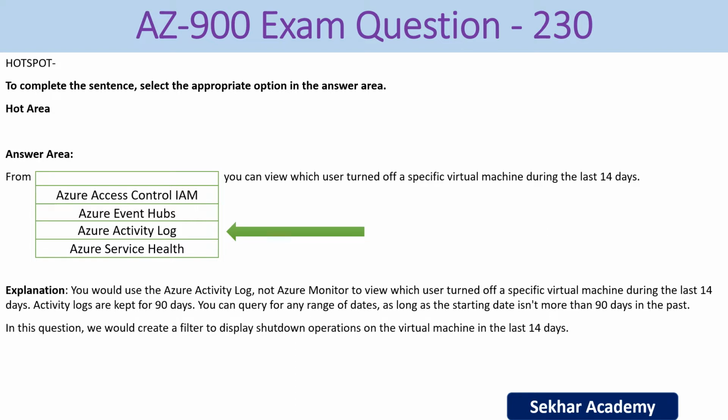So you use the Azure Activity Log, not Azure Monitor, which is also not among the options. To view which user turned off a specific virtual machine during the last 14 days, activity logs are kept for 90 days and you can query for any range of dates as long as the starting date isn't more than 90 days in the past. In this question, we would need to create a filter to display shutdown operations on the virtual machines in the last 14 days. That's why you can view it from the Azure Activity Log. The right answer is Azure Activity Log.